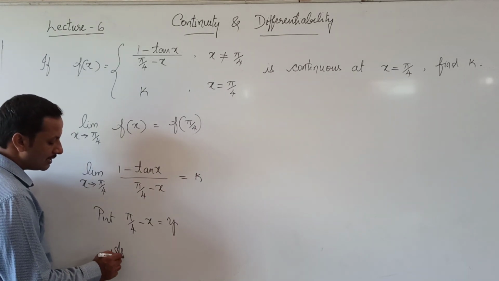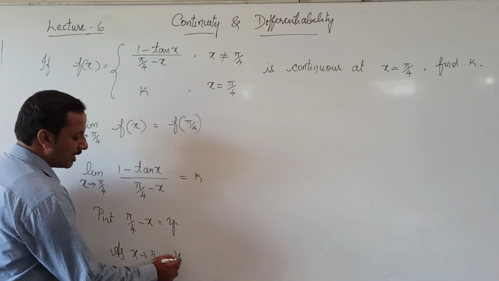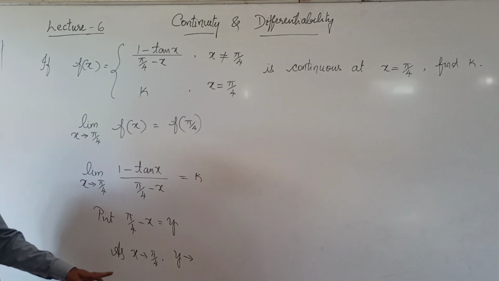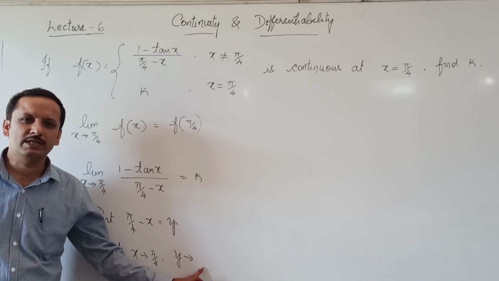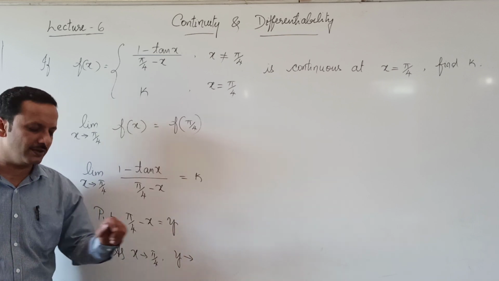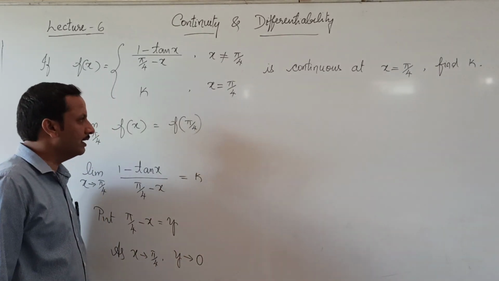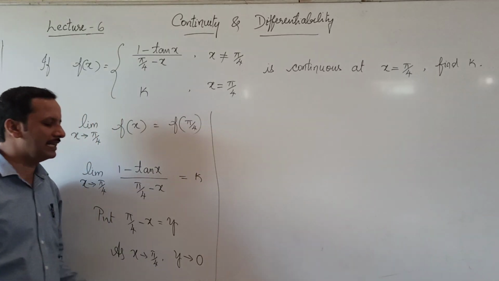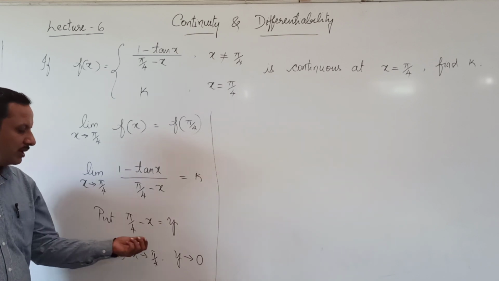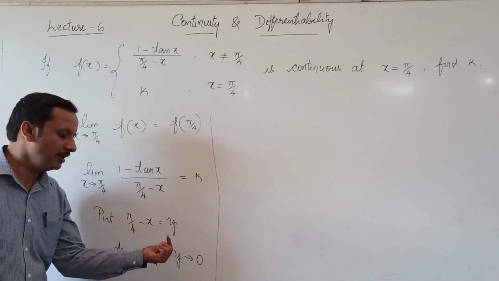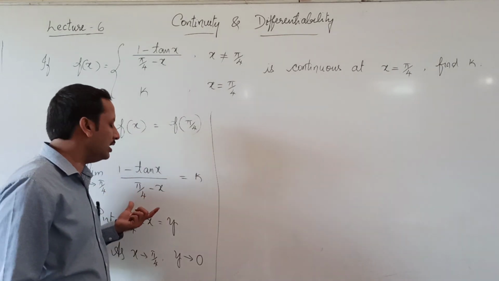Then as x tends to pi by 4, what will happen to y? Y will tend to what? When x approaches pi by 4, y will approach, yes students, what's your answer? Yes, 0, correct. As x approaches pi by 4, y will become 0. Okay. So whenever we make any substitution in limits, once we make a substitution, we have to change the limits also, because we are introducing a new variable here, y. Therefore, the next step when I write that limit should also be in terms of the new variable.